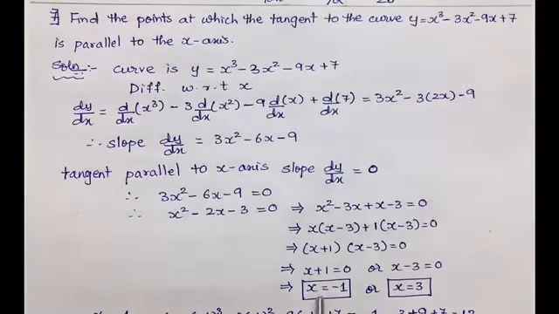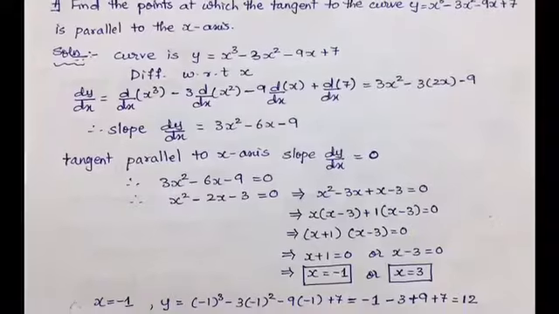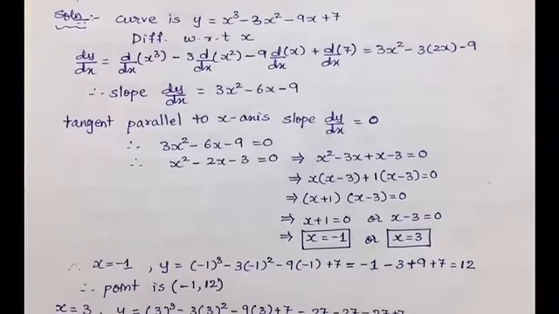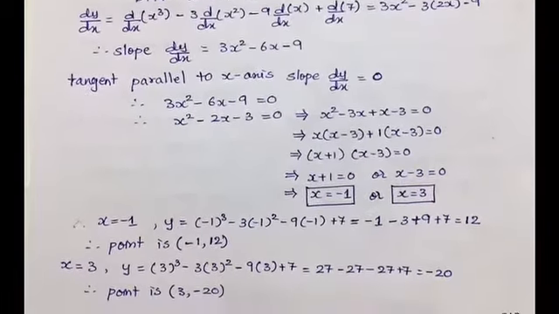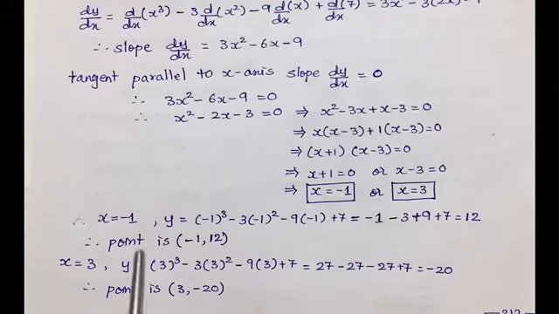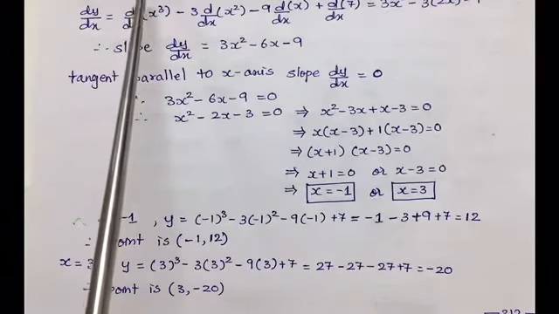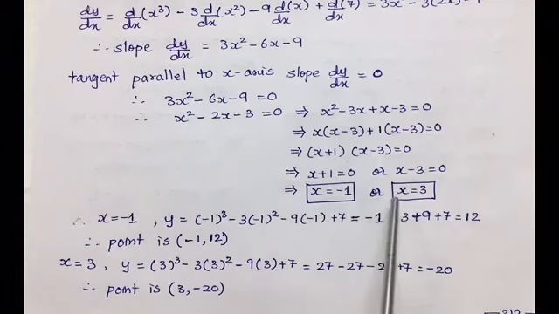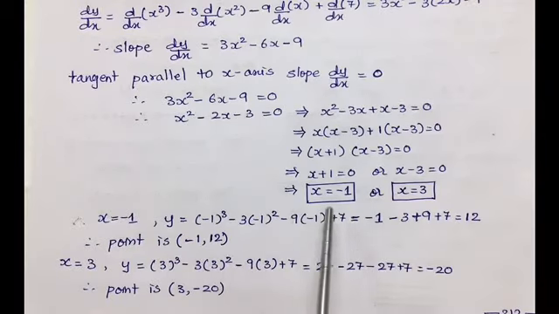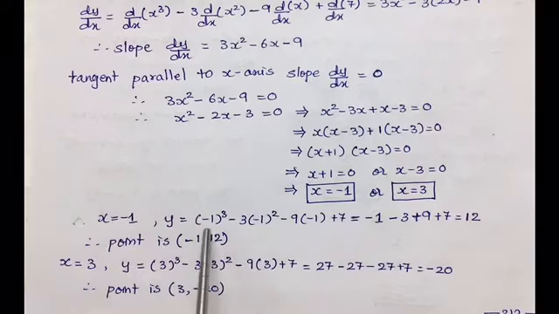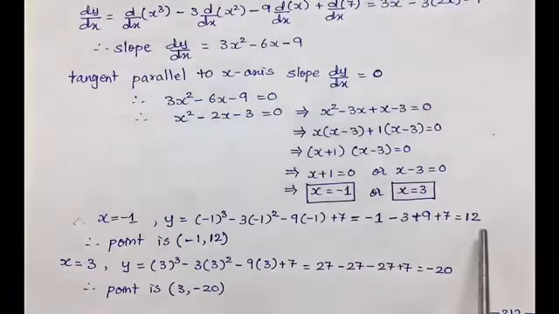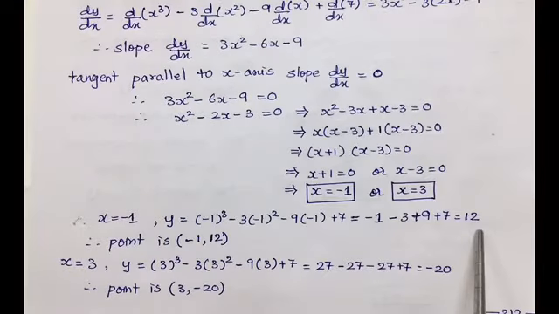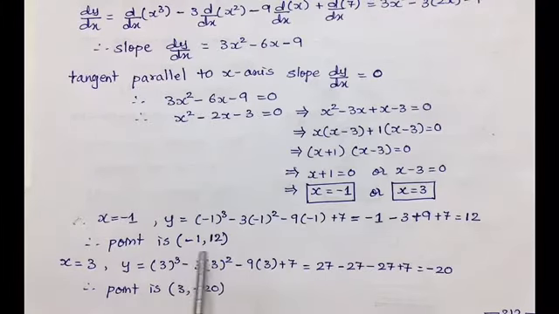Now getting the value of x is equal to minus 1 and x equal to 3, these two values of x are to be substituted in the equation of the curve to get the value of y, because it is asked find the point, hence we need the value of x and y. So taking up x equal to minus 1, keeping in the equation of the curve and calculating it, we get 12 as the value of y. So one of the points is minus 1, 12.